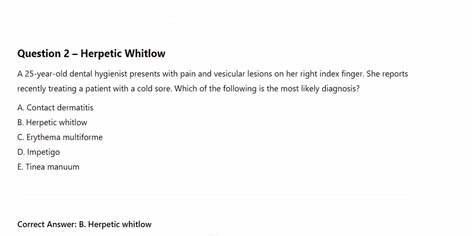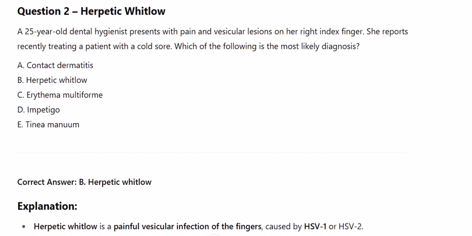Question 2. Herpetic Whitlow. A 25-year-old dental hygienist presents with pain and vesicular lesions on her right index finger. She reports recently treating a patient with a cold sore. Which of the following is the most likely diagnosis?